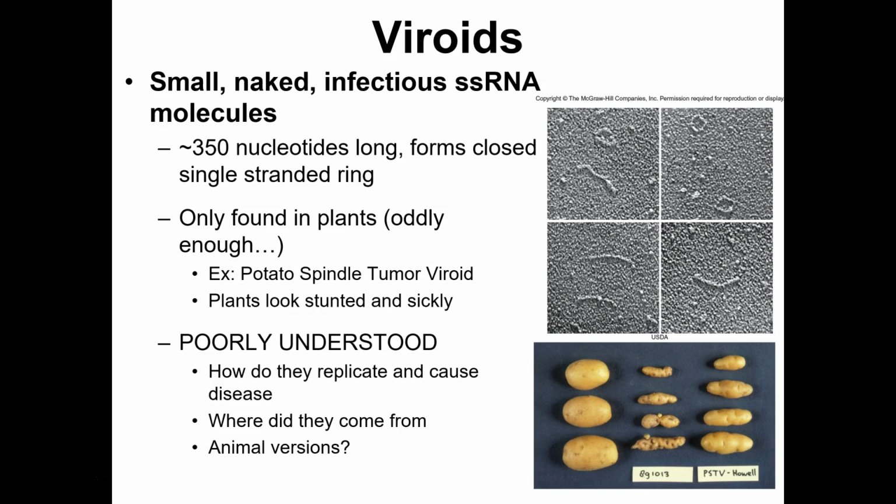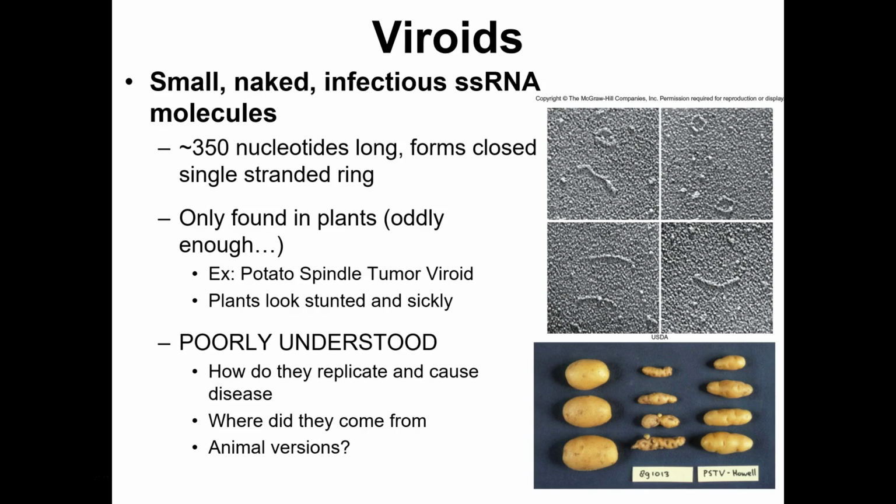They like plants, especially plants that make tubers like potatoes. And when they do infect these plants, they cause spindle tuber viroid syndromes. So you can see at the bottom here, healthy potatoes versus two other types of potatoes that were infected by two different types of viroids. Other things we know, they start off in a linear state, but they become circular for some reason. But that's about it.